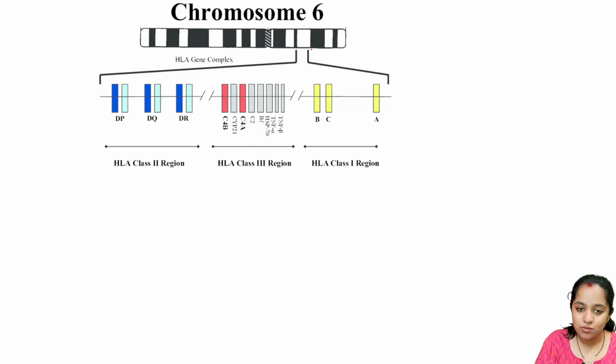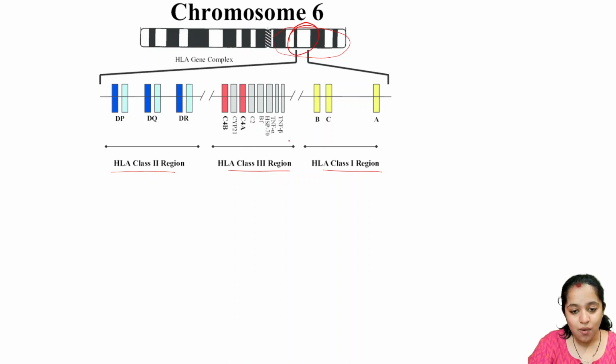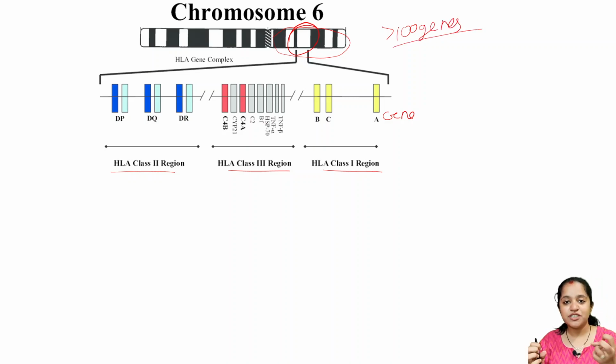Now this is chromosome 6. This is the short arm of chromosome 6. This is the HLA gene complex region. It is divided into three parts: HLA class 1, HLA class 2, HLA class 3 region. Clear? Now let's see what genes they have and what proteins they are forming. Remember, I told you it has more than 100 genes, but here we are only learning about the ones which are important. We don't need to learn about all the more than 100 genes. That's not possible.